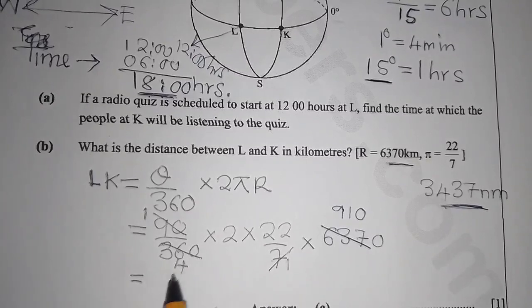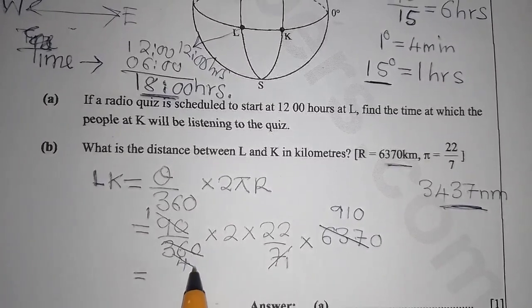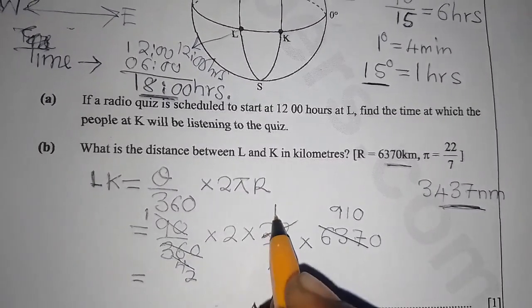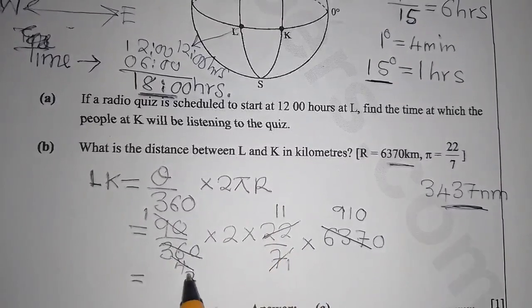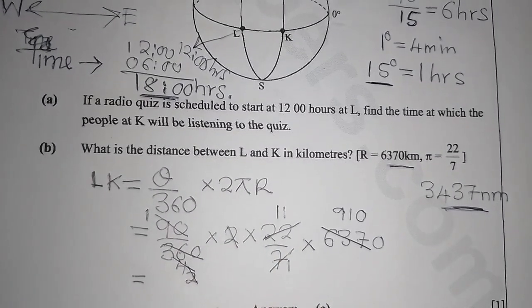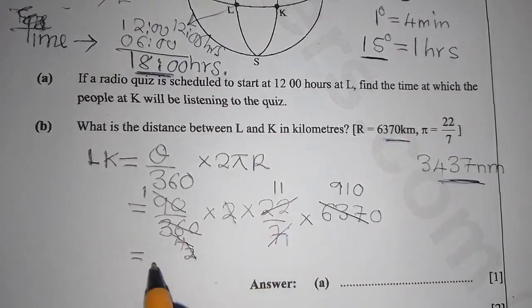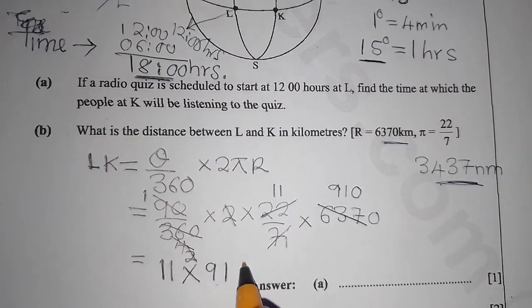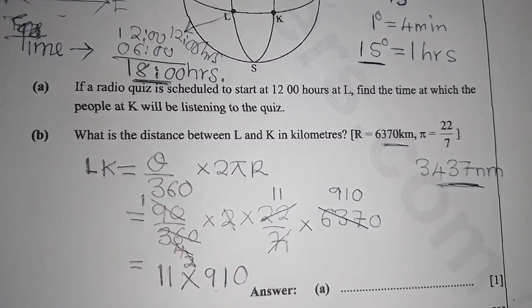So now I've got this one here. So I say 2 there. It is what? It is 2. 2 there, it is 11. This is how I've cancelled them. Then 2 here and 2 here will be cancelled. So I'm going to have what? I've just remained with 11 times what? Times 910. This is the answer that you've just remained with.